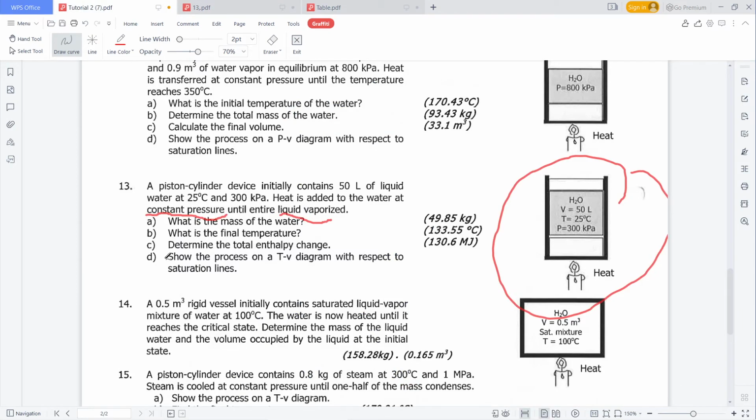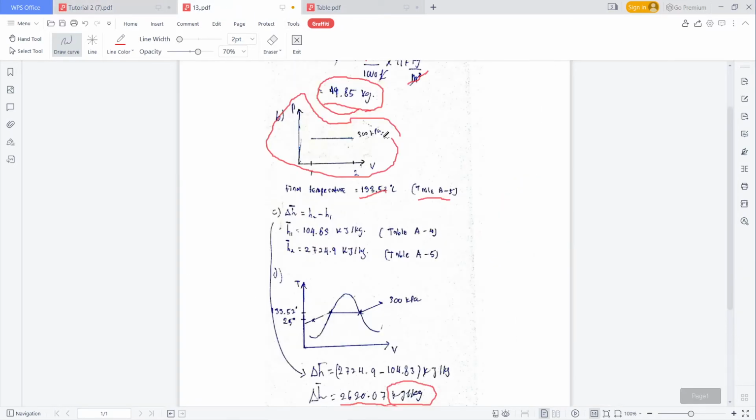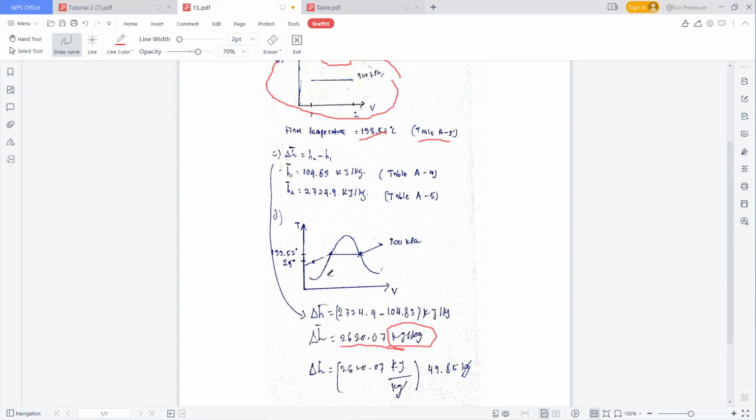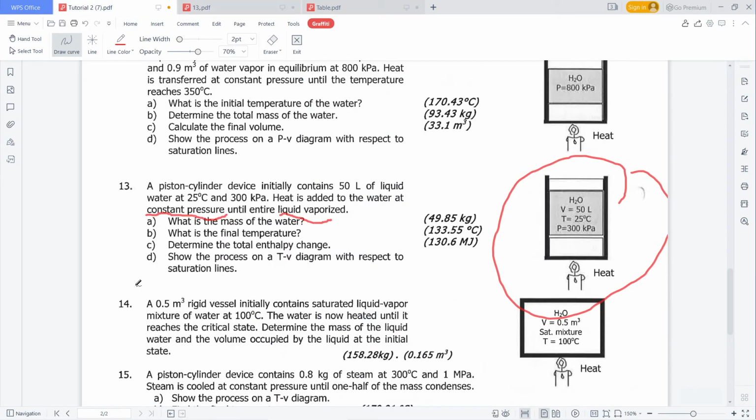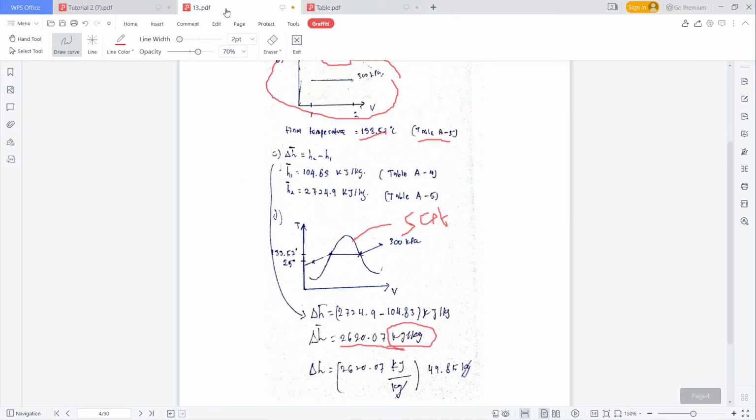Question D asks to show the process on the TV diagram with respect to the saturated line. So this is the TV diagram. We have a graph like a hill. It refers to the saturated line. The initial position is at 25 degrees C, and the final condition will be at 133.52 degrees C.